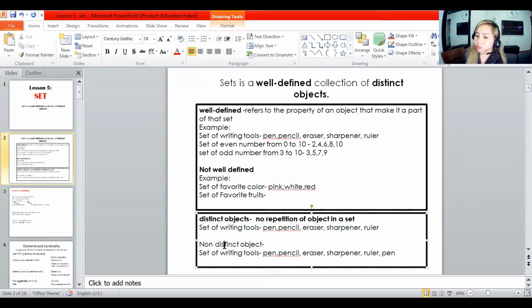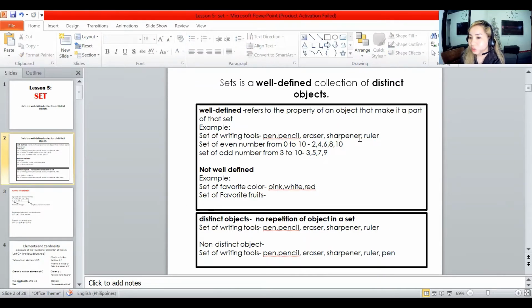Ma'am, paano po malalaman kapag non-distinct object? So, dun po yung magkakaroon ng repetition. So, example natin, set of writing tools. We have elements, pen, pencil, eraser, sharpener, ruler, tapos pen. So, as you can see, doble po yung word natin o yung element na pen. Yan. So, non-distinct object po itong set na to. Again, kasi merong repetition na nangyari inside the set. Yan. Okay, so that is set.